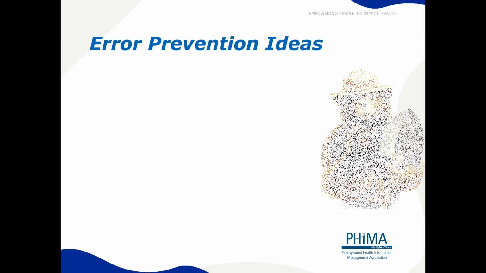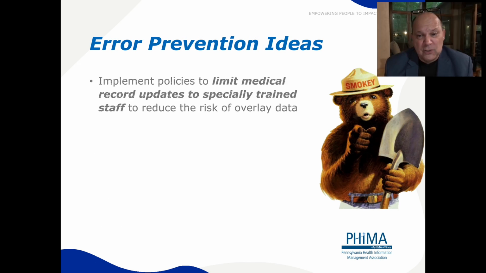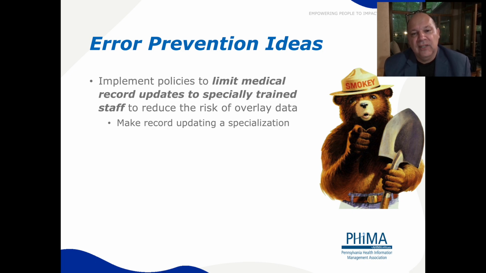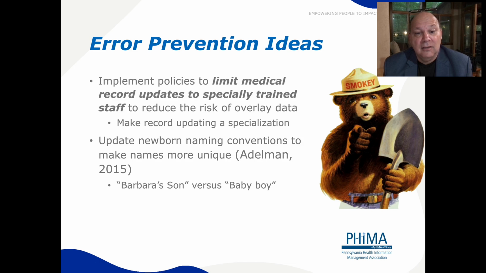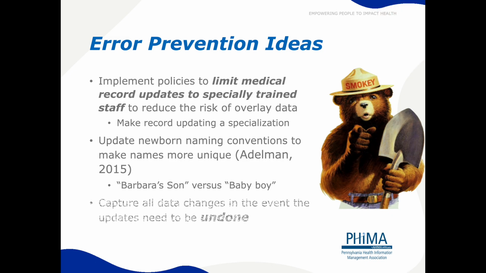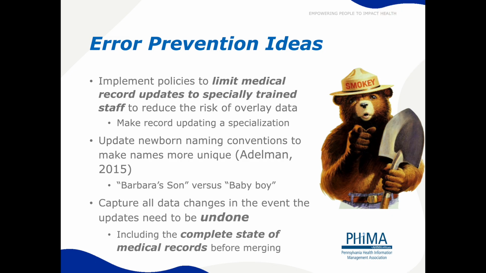There's a few techniques we can use to prevent these errors from occurring. One is we should implement policies to help limit who can update medical records, not just anyone at the front desk, but maybe specially trained staff that should be aware and alert for overlays. We could also update our newborn naming conventions to make baby names that are more unique, like Barbara's son instead of baby boy. And as I mentioned earlier, we should capture all the data changes so we can help unwind merges as well as detect duplicate data more effectively.